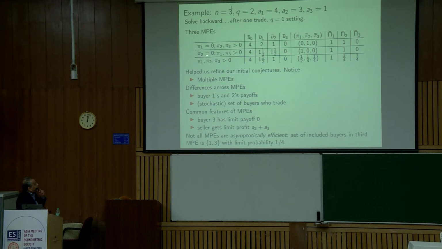But the third MPE is actually not efficient, in the sense that there is a positive probability of trade with the lowest valuation buyer, even in the patient limit. So the probability of trade in the limit with the low valuation buyer is 1/4, and there's quite a variation in the payoffs of the buyers. There's no variation in the payoff of the seller, it turns out, and in all 3 cases it's equal to 4.